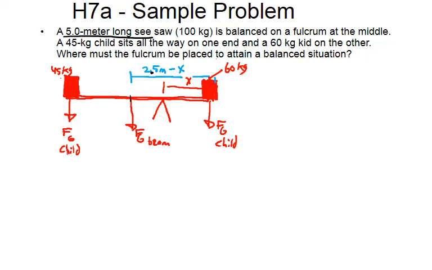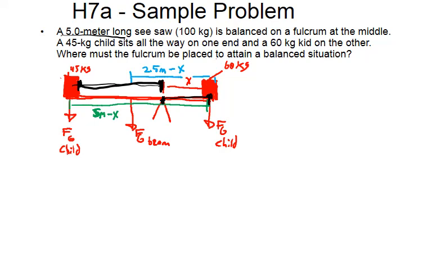So what we can do in variable form is we can have the force of gravity of the beam 2.5 meters minus x, x being how far the fulcrum is from the edge. And then that will give us this length right here. 2.5 meters minus whatever the x is will give us the length from there. Likewise, when we set up the 45 kilogram kid, x is again representing where the fulcrum is based on where the kid is. So it would be 5 meters, which is the entire length of the seesaw, minus x. And that will give us this length right here in black.